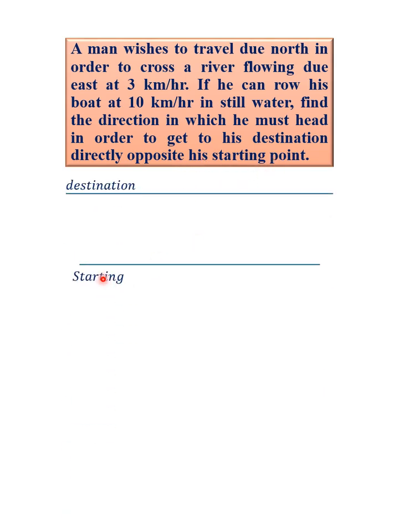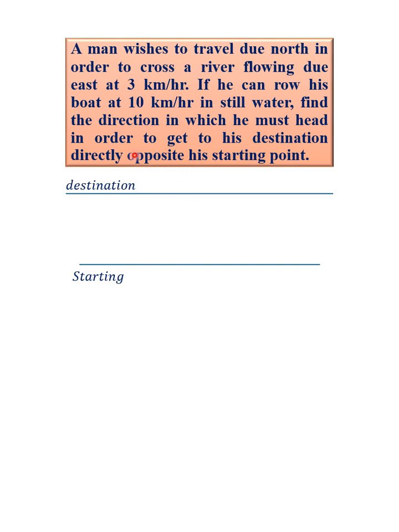We have this as the starting line for the man and this as the destination line. The destination line is here because we are told that the man wishes to travel due north. So if this is the starting point, obviously the destination line should be north of the starting line. Now we've represented that. Let's look at what is happening.